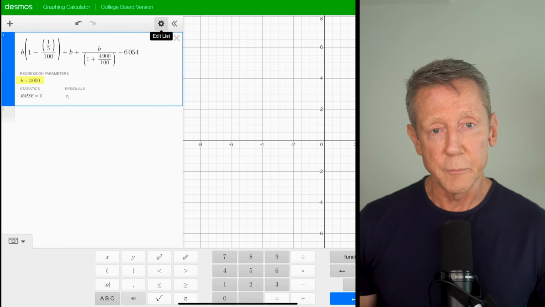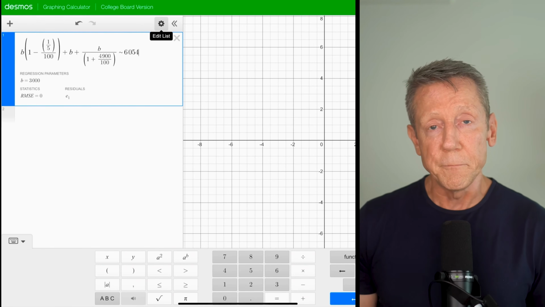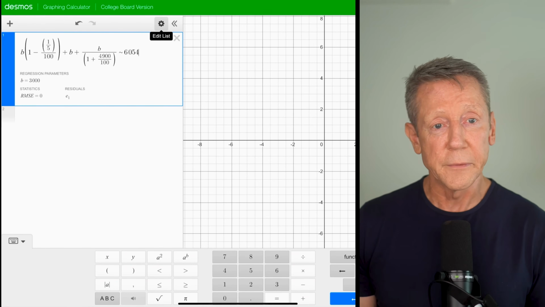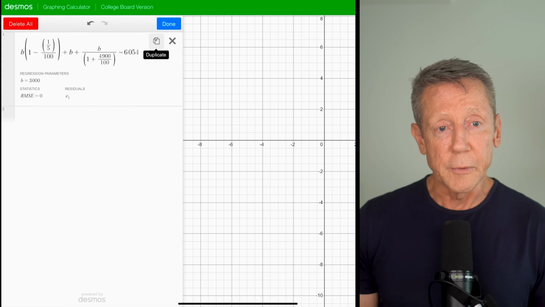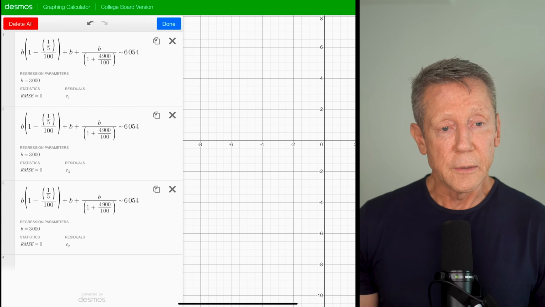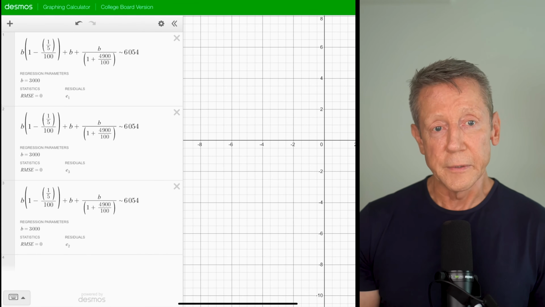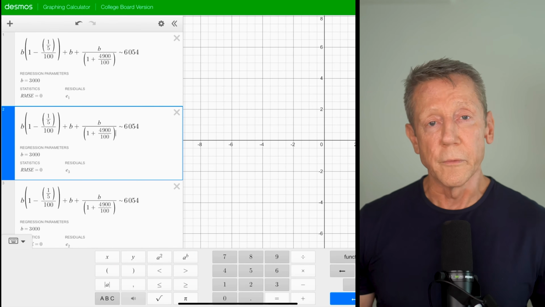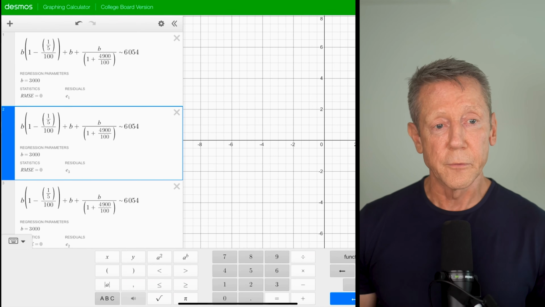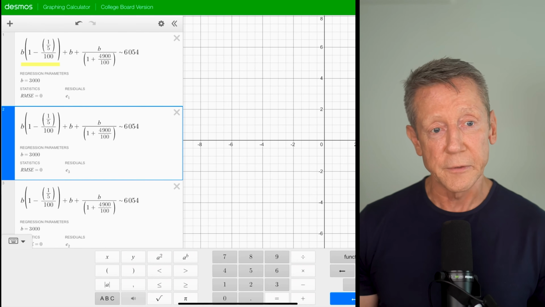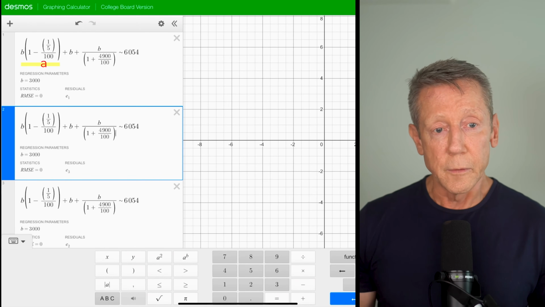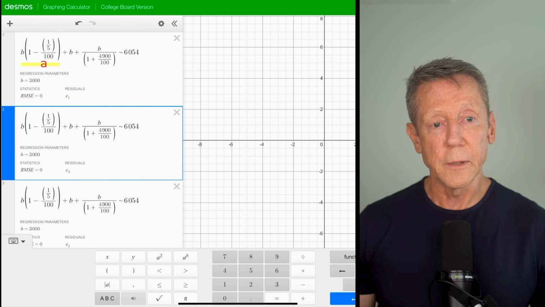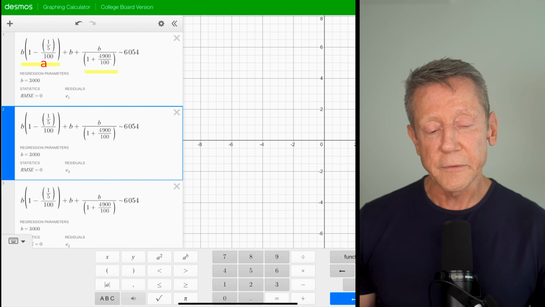Okay, so now to get A and C, we could type 2 more lines and type in the A part and the C part. But instead, I'm going to try to save some time here. I'm going to hit that cog wheel there, and I'm going to hit copy, copy. And now I have 2 other lines that are identical to the first one. And this is important. The first term, the B with the stuff being multiplied next to it, that was actually A. And then the middle term is just B. And the last term, the B with the stuff over it, that's actually C.